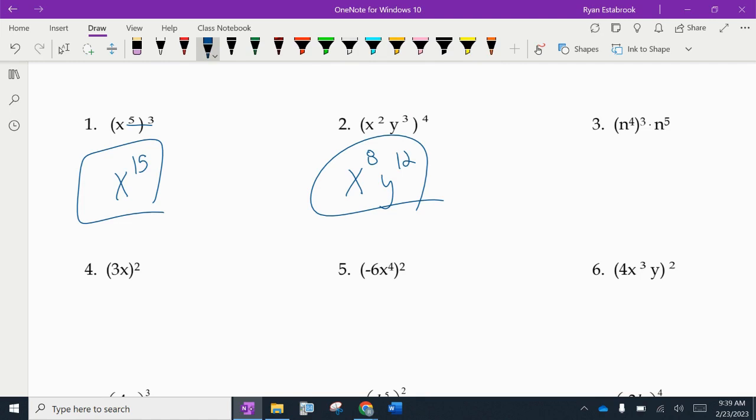All right, number 3. A couple of steps in this one. First of all, evaluate this part. N to the 4th to the 3rd, N to the 12th. And then times N to the 5th. There's nothing outside blowing this one up any higher. So we did the first part. Now we can take the N to the 5th. What do we do with the 12 and the 5 now? This is adding. This is what we looked at the previous day. We get N to the 17th.